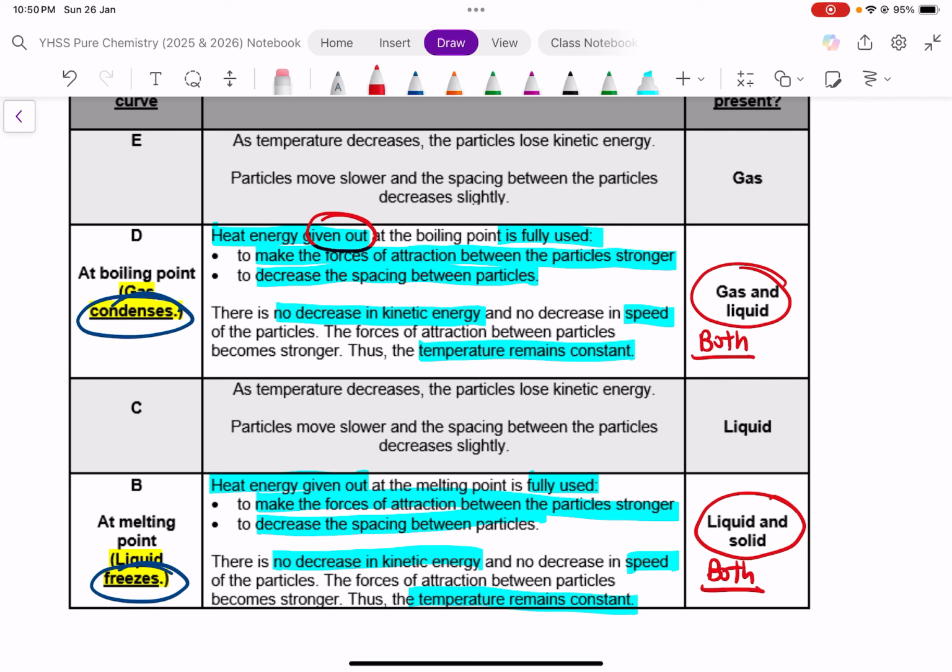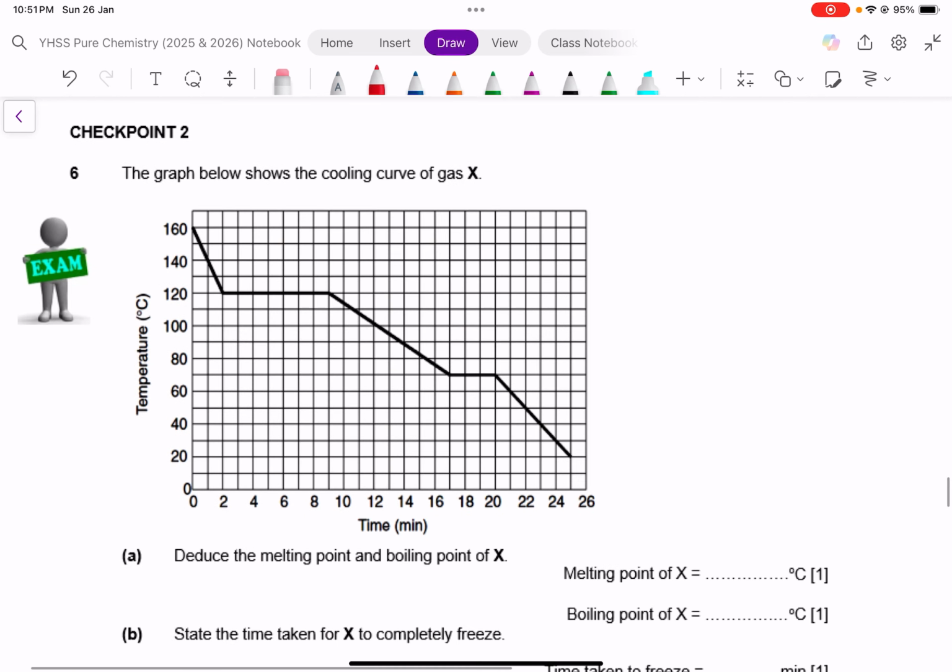in equilibrium. Okay, so the cooling curve really is related to the heating curve. The explanations are actually very similar because they are based on the same concept, that during a change of state, there is no decrease or increase in kinetic energy of the particles. Okay, so you have to learn the explanations well. Why is it that temperature remains constant during the change of state? And now you should be ready to complete checkpoint 2. So please complete checkpoint 2 questions before our next lesson in class.